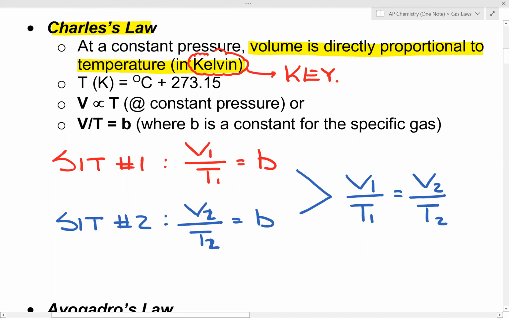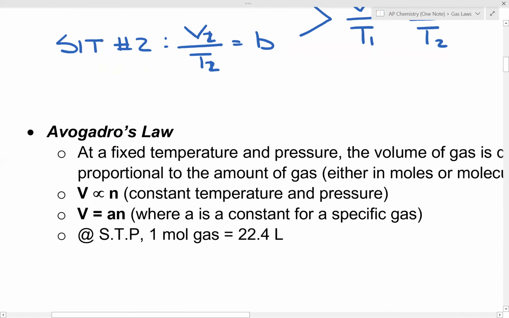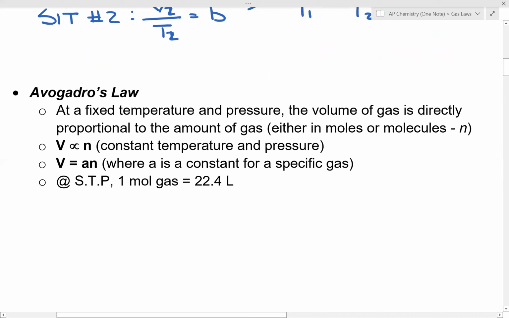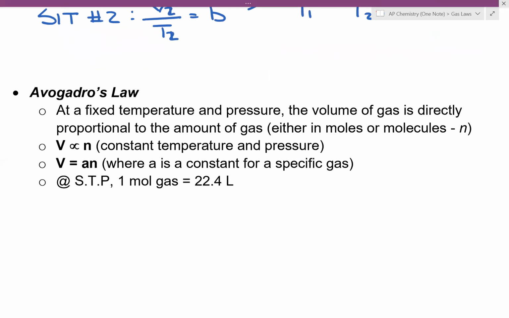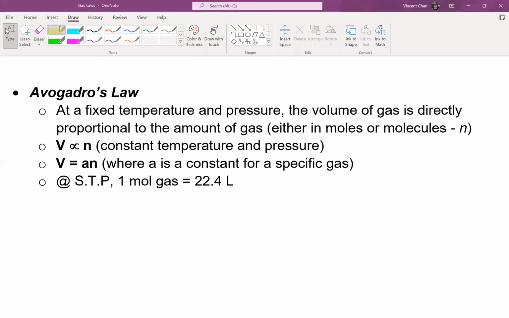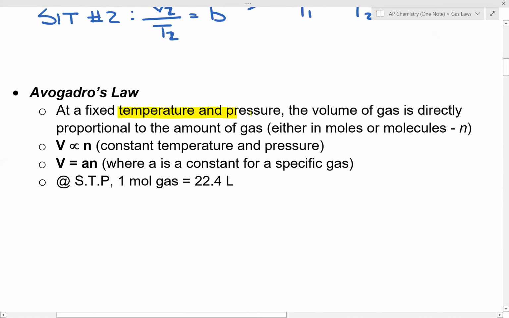Okay. The third one is Avogadro's law. At a fixed temperature and pressure, the volume of a gas is directly proportional to the amount of gas in the system. Now, when we talk about the amount of gas, it's either in moles or molecules. So V is directly proportional to N at a constant temperature and pressure.